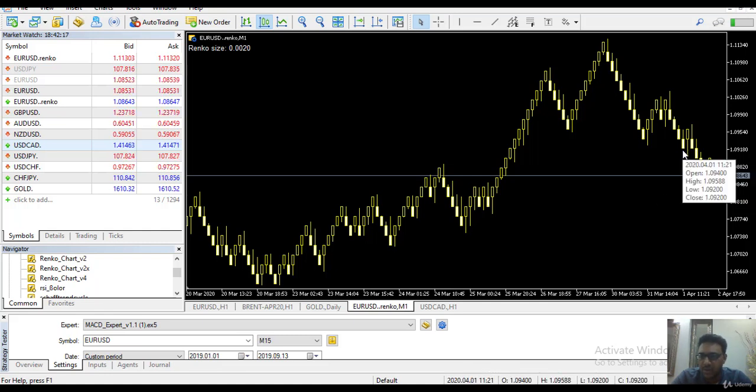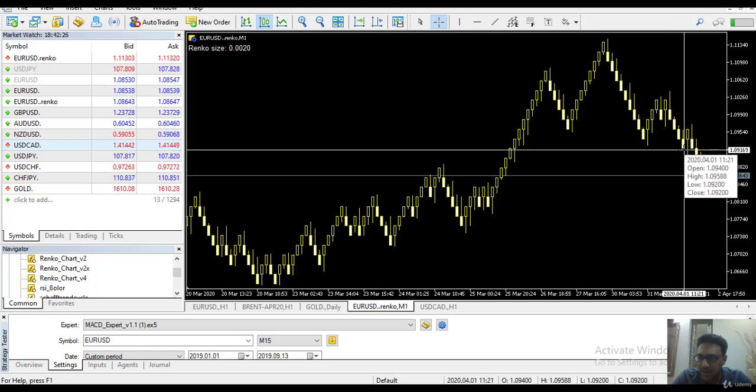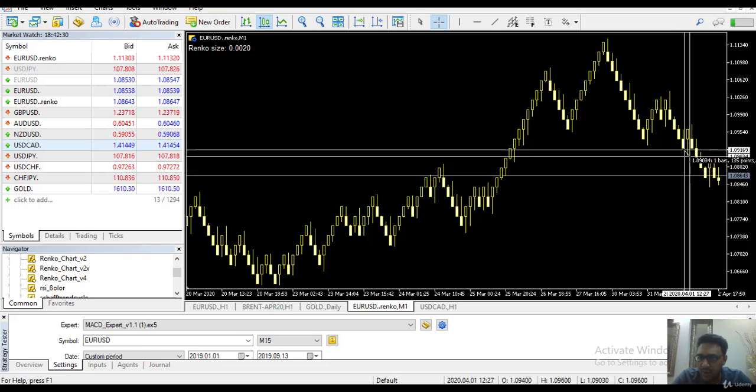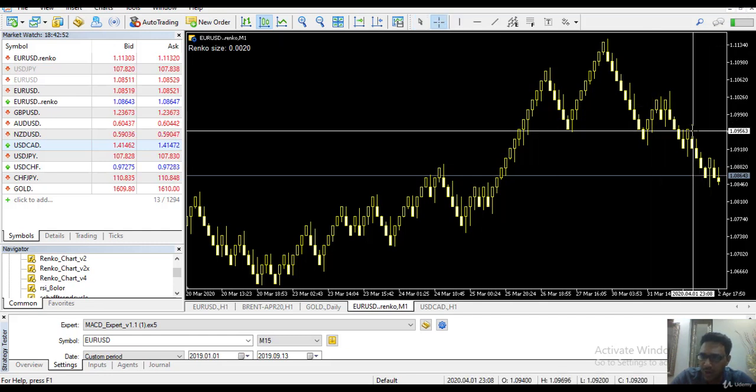Another example. Okay, let's look at this one. Red brick, it moved down, but it didn't complete the 200 points down. Let's see how much it covered. It almost covered 135 points, right? 135 points, and then it moved up again. So the brick wasn't complete, but the wick shows that the price moved down and up. And since it moved up 200 points, a new brick was formed, and we can see here at this point, this candle, it moved up again as well.